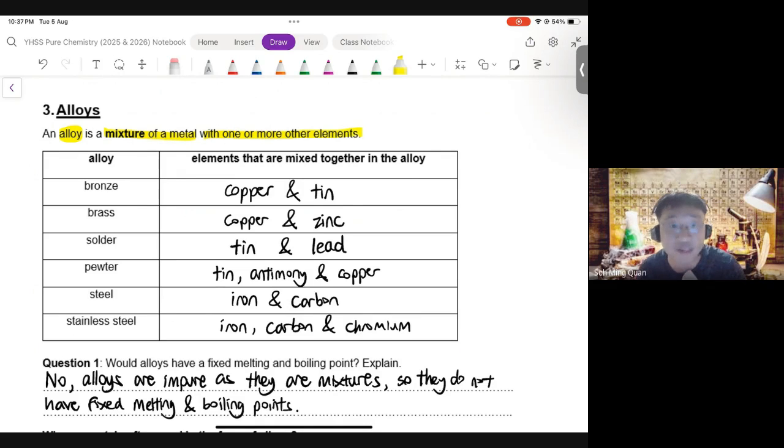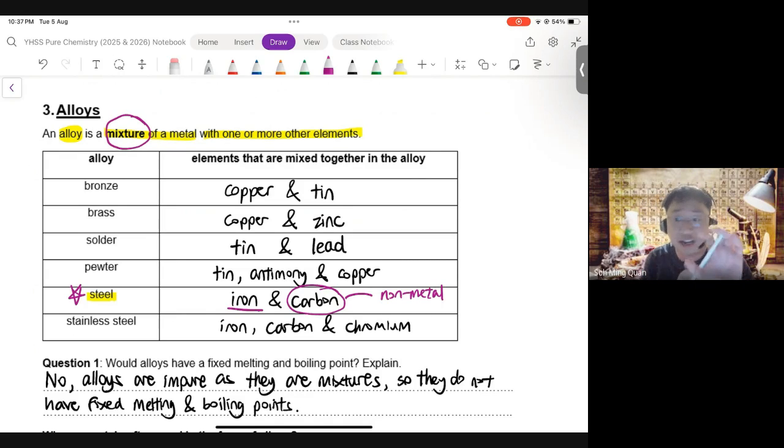Now, the other elements need not all be metals. We have gone through this before in chapter 4 and 5. If you look at steel, which you should know very well, steel is an alloy of iron metal and carbon. Carbon is a non-metal. All right. So it is possible to alloy a metal with a non-metal. But this, importantly, is a mixture. It does not involve iron and carbon reacting together. It's not an ionic compound, it's a mixture.